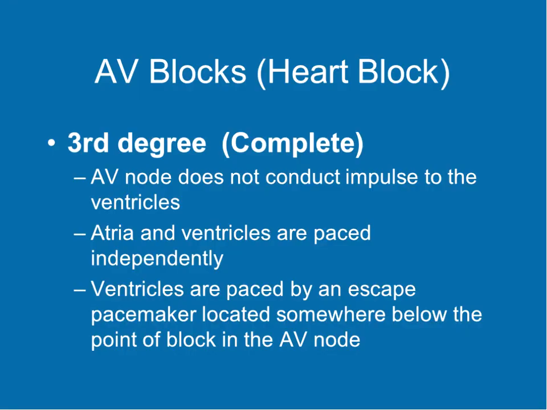Now, in a third-degree heart block, there's no communication. The AV node does not conduct impulse to the ventricle. So the SA node fires. That impulse gets to the AV node and just stops.